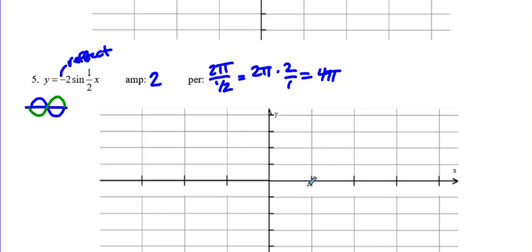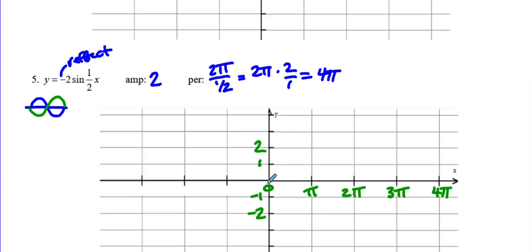Let's label your axes. Now my period's 4 pi, so I want 4 pi here. Half of 4 pi is 2 pi. Half of 2 pi is 1 pi. And I can reason 1 pi, 2 pi, this must be 3 pi. And this will be 0. On my y-axis, I need an amplitude of 2, so I need 1 and 2, negative 1 and negative 2.